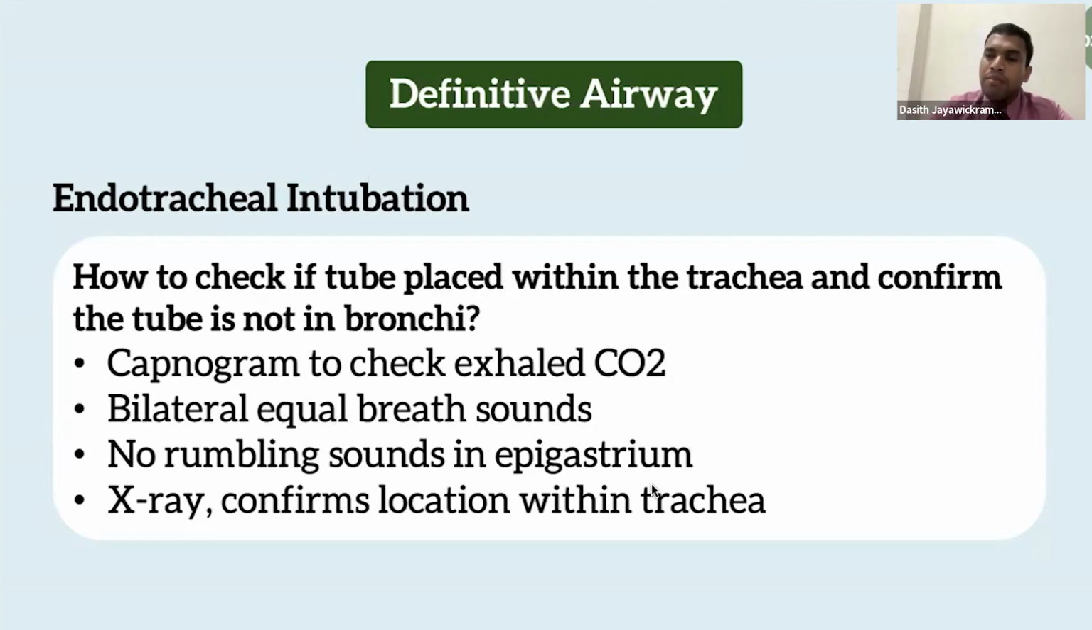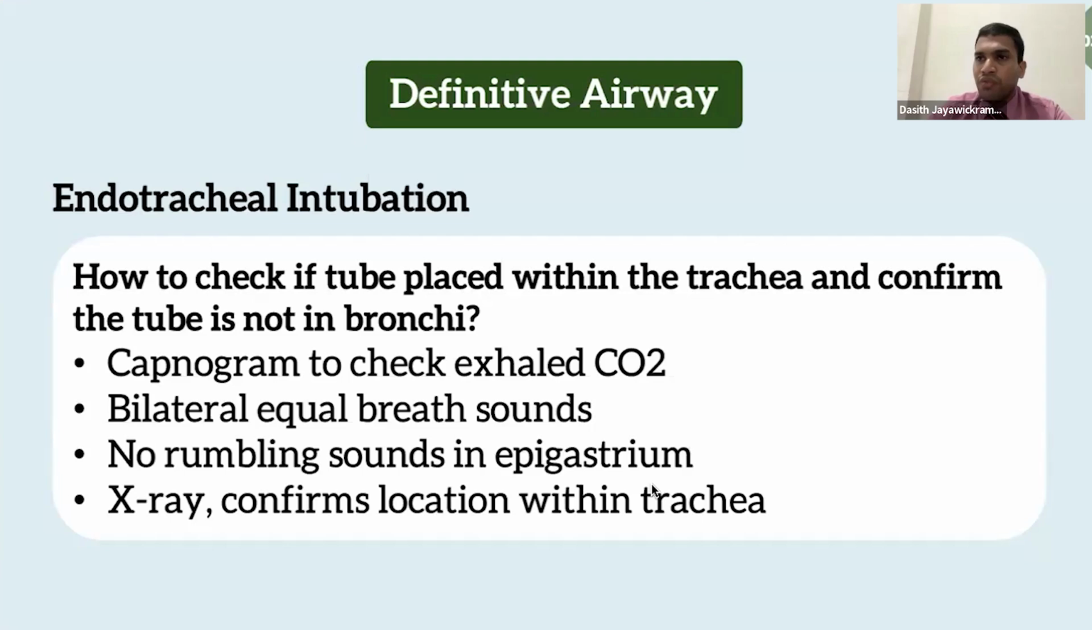Basically, we check the expired air for carbon dioxide. If there is carbon dioxide, that means it is in the trachea, because carbon dioxide comes from the lung. There's no carbon dioxide coming from the esophagus. So if we detect carbon dioxide in the capnogram, yes, it is in the trachea. And we check for bilateral equal breath sounds. If one side is not equal, then most probably the endotracheal tube has gone far into a bronchus. Okay, and we check for rumbling sounds in the epigastrium. If the endotracheal tube is in the esophagus and we are ventilating, we might hear air going into the stomach, and we can hear the rumbling sounds in the epigastrium.